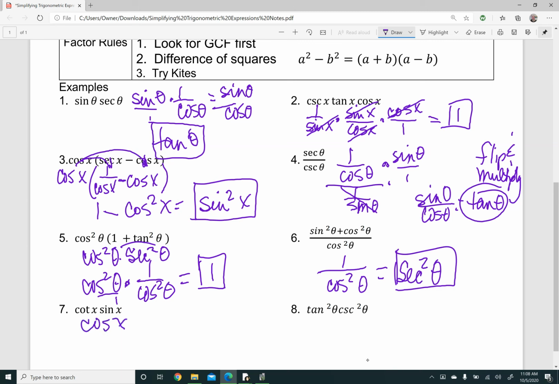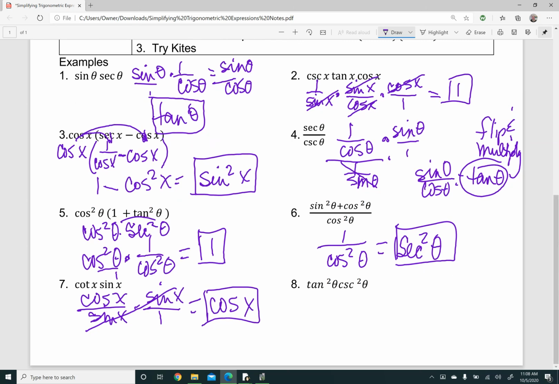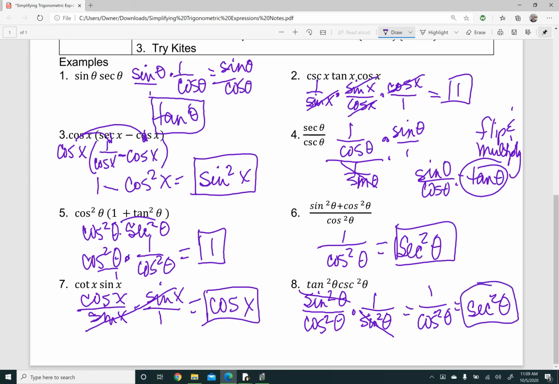Cotangent is cosine over sine times sine. These cancel and leave me with cosine. Let's see. Tangent is sine squared over cosine squared times 1 over sine squared. That's 1 over cosine squared. So that's secant squared. So that's all we're doing.